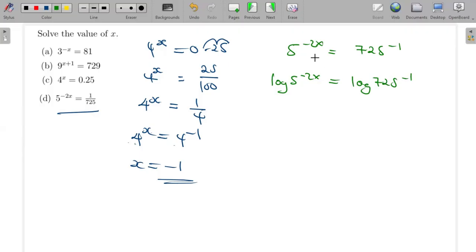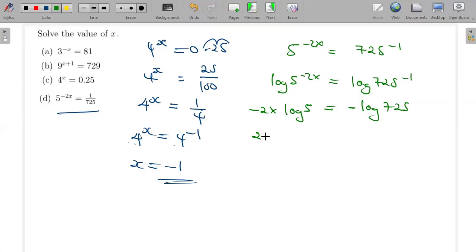Okay, so now by the properties, I can drop that negative 2x, and then I have log of 5 equal to, there I drop the negative 1 such that I have negative log of 725. Okay, so this is what I get. And then from here now, you can divide by this log of 5 and that side the log of 5.